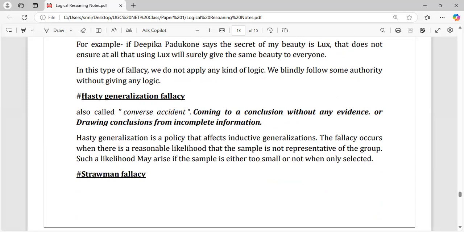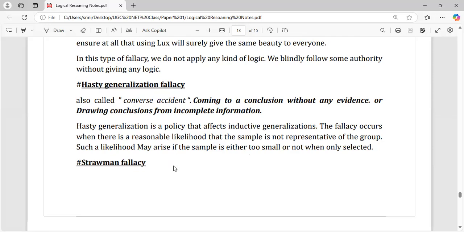Hasty generalization fallacy, also known as converse accident. Coming to a conclusion without any evidence, or drawing a conclusion from incomplete information, is hasty generalization. Hasty generalization is a fallacy that affects inductive generalizations. The fallacy occurs when there is a reasonable likelihood that the sample is not representative of the group. Such a likelihood may arise if the sample is either too small or not randomly selected.